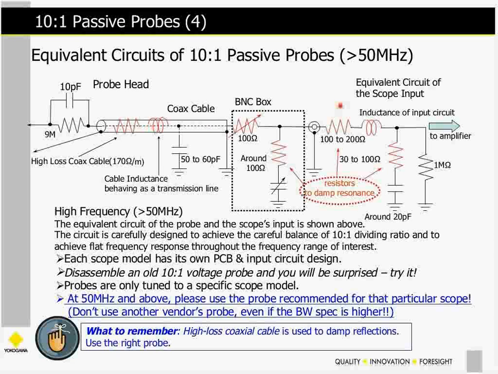Inside of the scope, we continue with more of the same design. Damping resistors to cancel or dampen the inductance of the input preamplifier board there, or attenuator board, and series resistors with the other elements as well. So if you have an old 10-to-1 probe and maybe it's damaged or it's ready to be discarded, take it apart before you do and see what's in there.